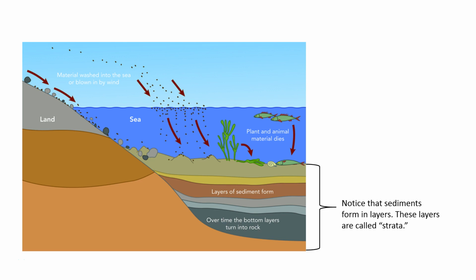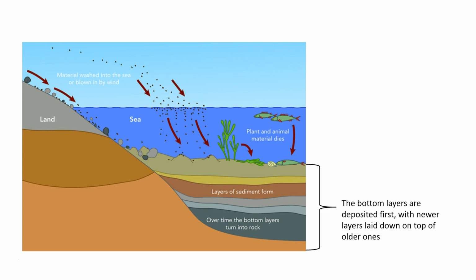Let's have a brief look at how strata form. So the formation of strata of rocks. All right, have a look at this diagram. You've seen this one before. Notice that the sediments that are forming at the bottom of the sea are forming in layers, and these layers are called strata. So that's the first thing. The layers of sediment are called strata.